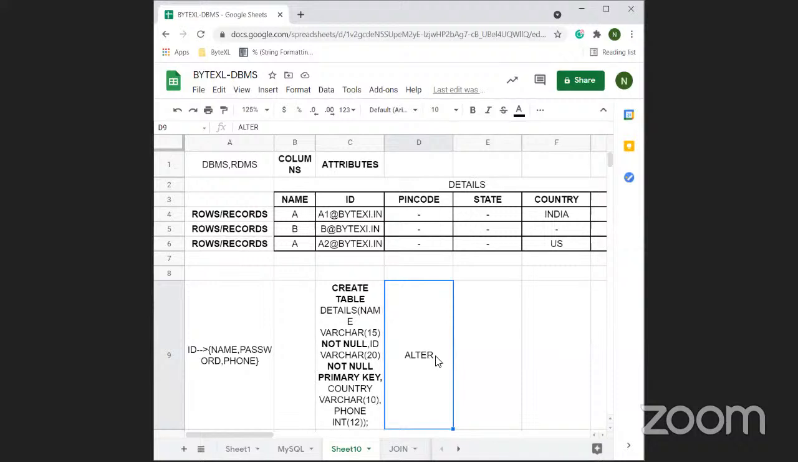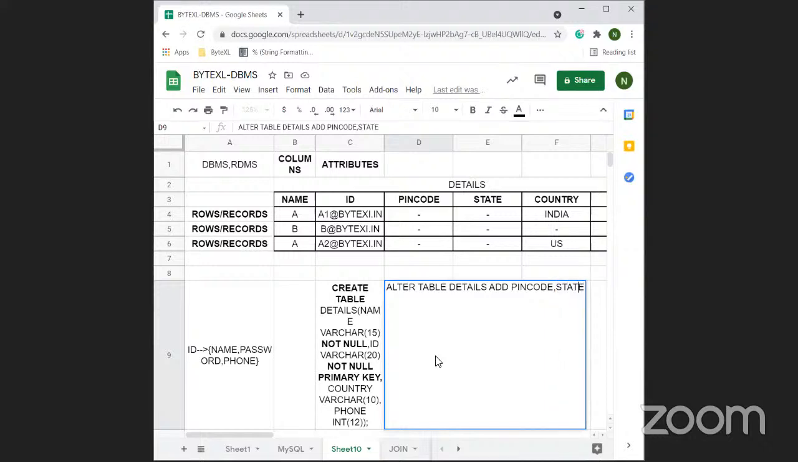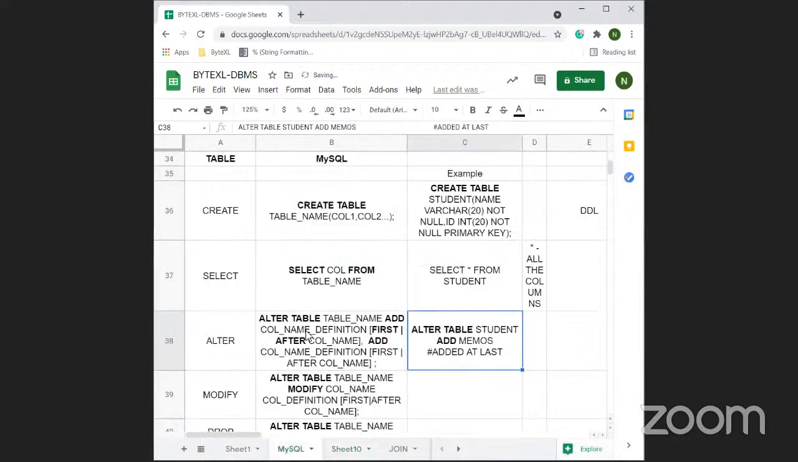That means if I am asking alter table, give the table name, details, add some column name, pin code, state. But this is the first time I am adding. Whenever I am adding first time, I should also give its definition.